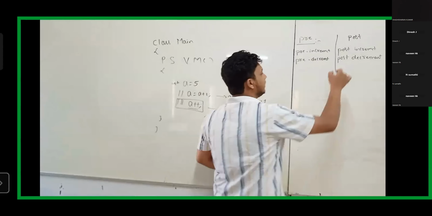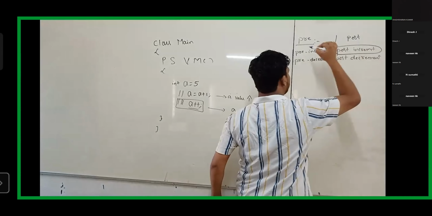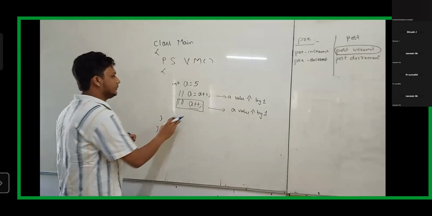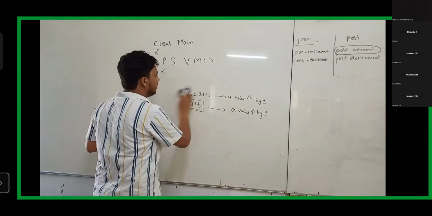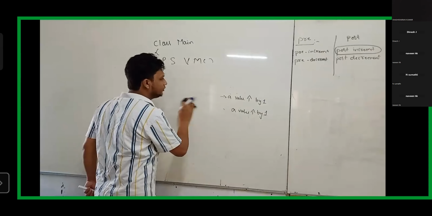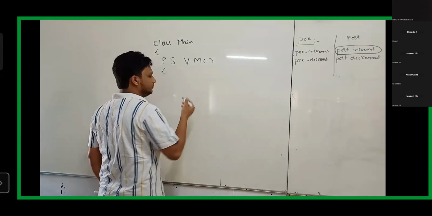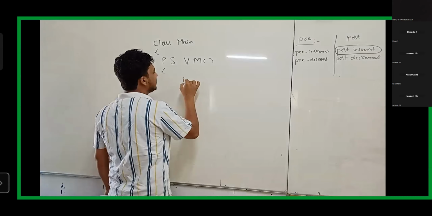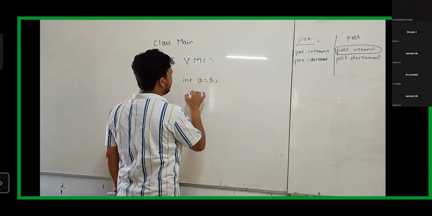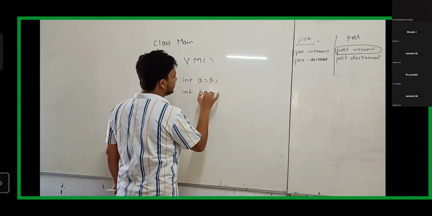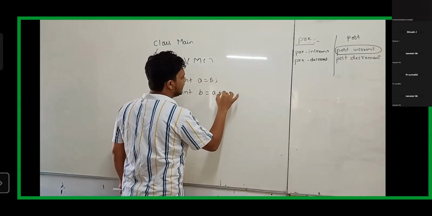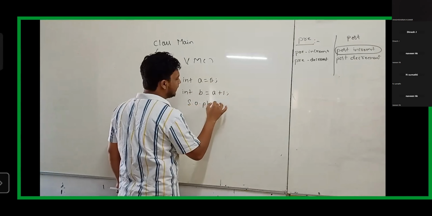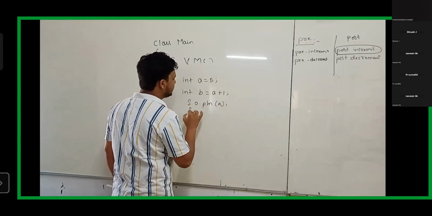So let's try to understand post-increment first. Now let me write one small program here. I'll declare int a = 5, and int b = a + 1. I'll write System.out.println(a) and System.out.println(b).